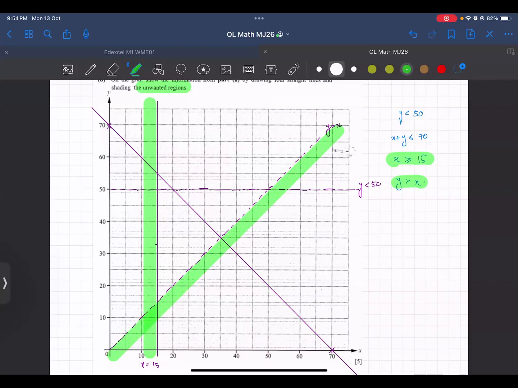And Y is less than 50. Less than 50 is the part which they need, so we would shade the part which they don't need. And lastly, less than 70. Less than 70 is the part which is below, so we would shade the part which is above. So the only region which is left after everything is this part, the unshaded.